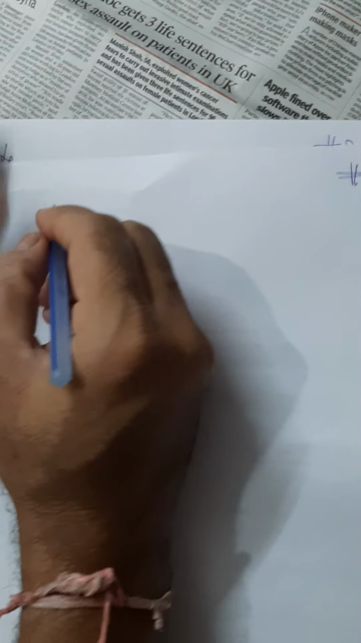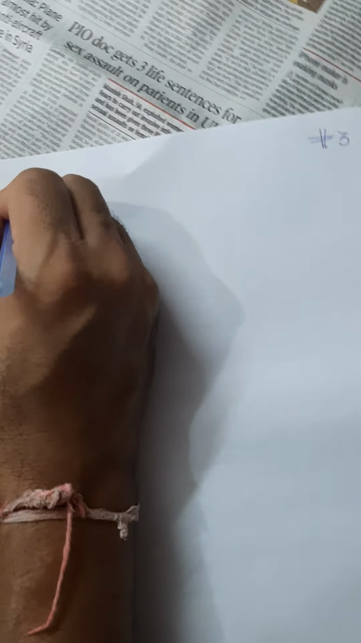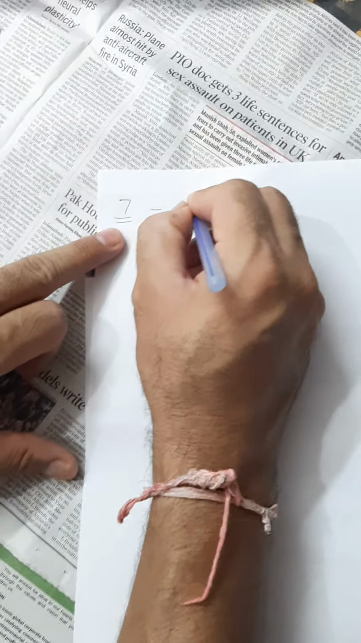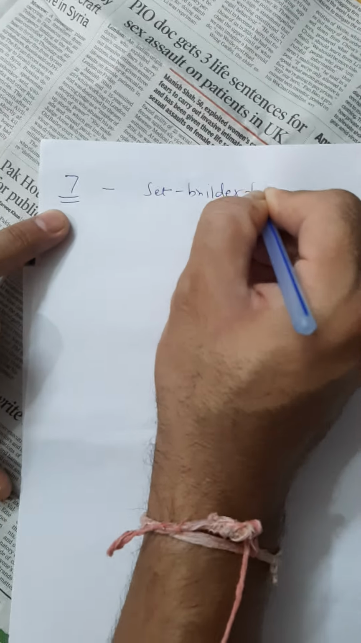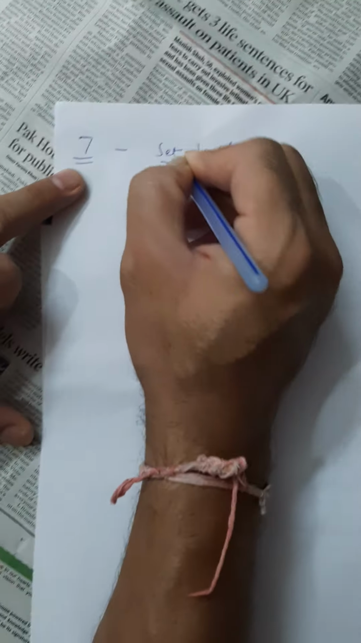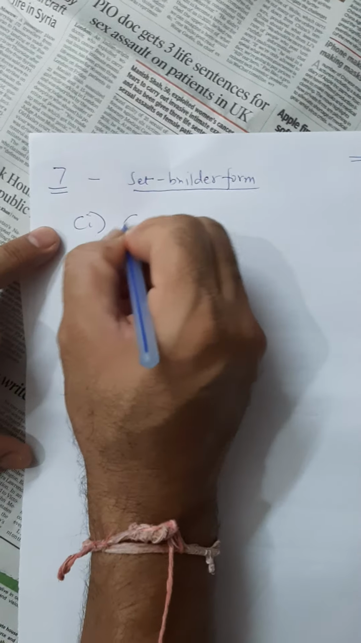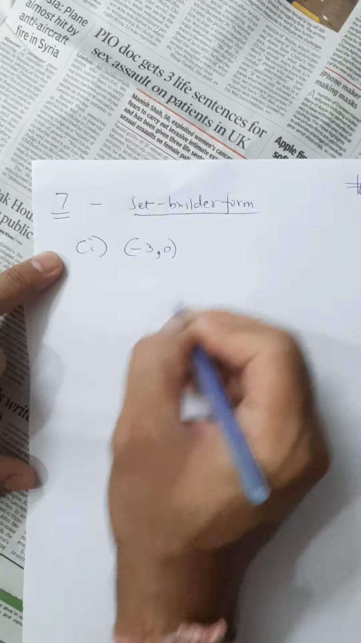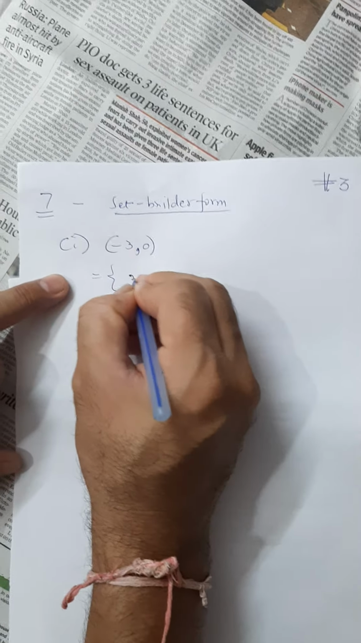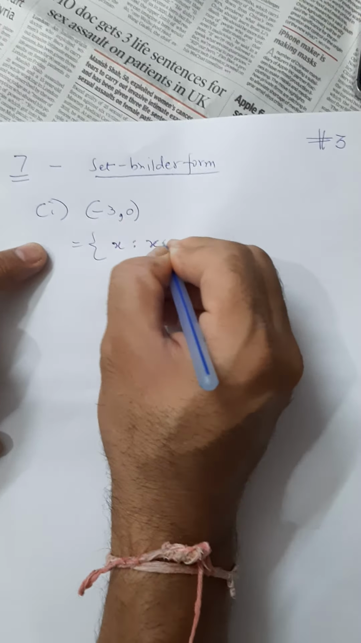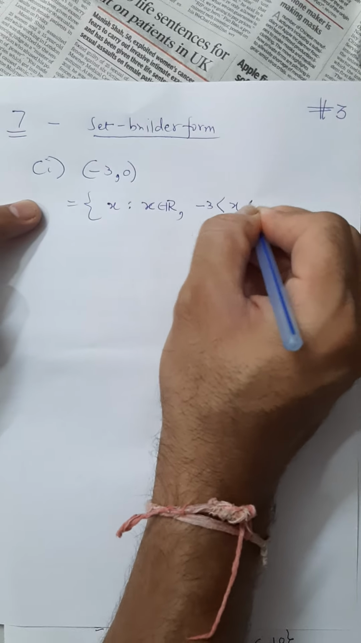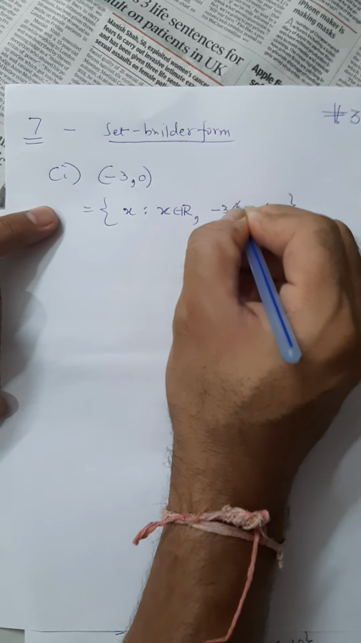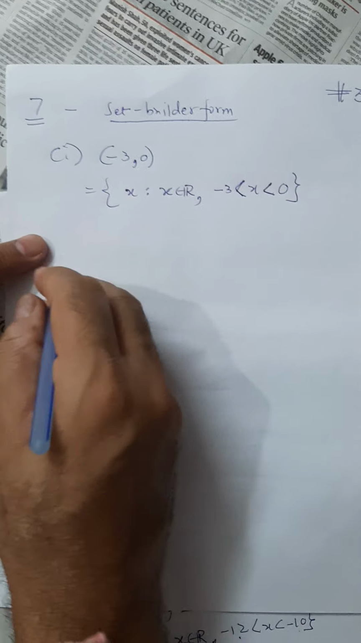Next question, question number 7. There you are asked to write in set builder form. Set builder form. So you want to do the reverse of what you did in the previous question. So the first question is the open interval -3 comma 0. So as a set, all x such that x is a real number and x is between -3 and 0. Strict sign, less than 0, greater than -3.